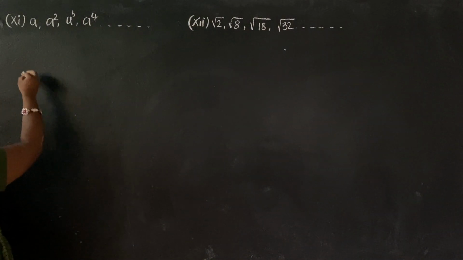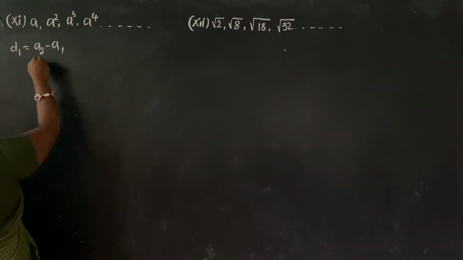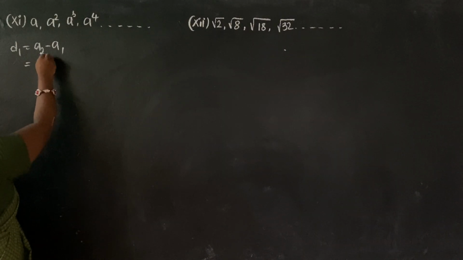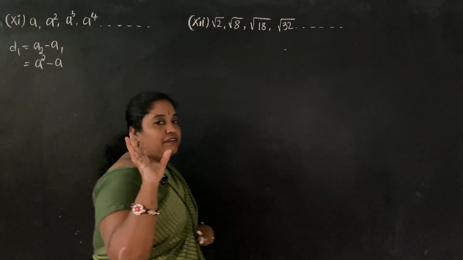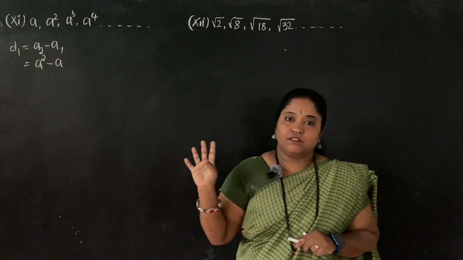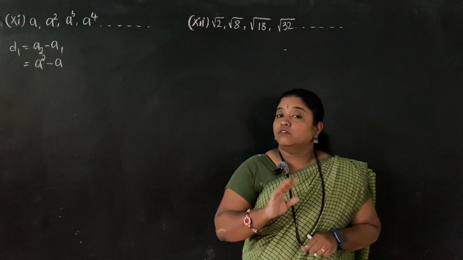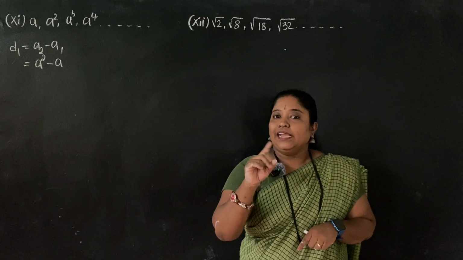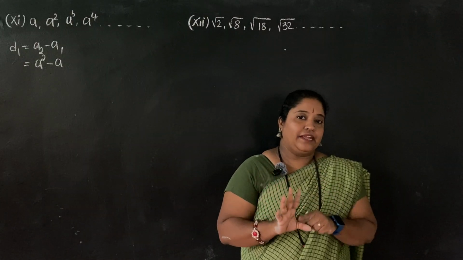First, let me calculate the D1 value. D1 is equal to A2 minus A1. What is the A2 value? A2 is A square, A1 is A. Can I subtract A from A square? The question is, can I subtract A from A square? Of course not. 2A minus A is A, dear, but A square and A are not like algebraic terms.